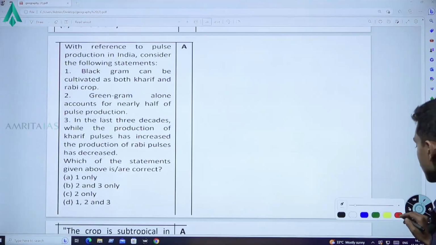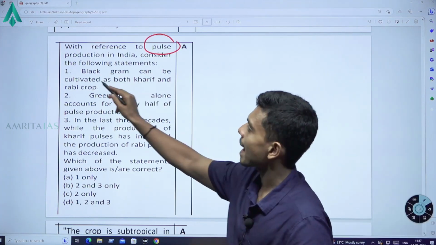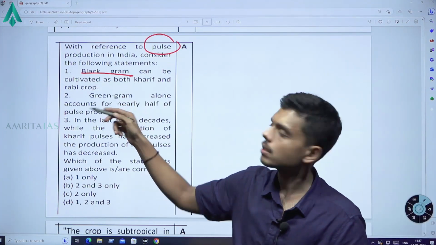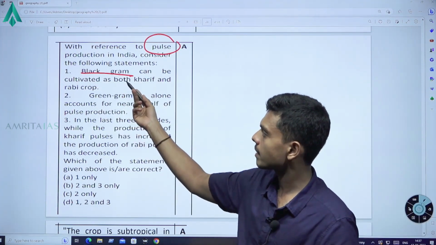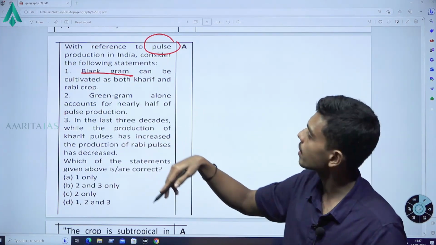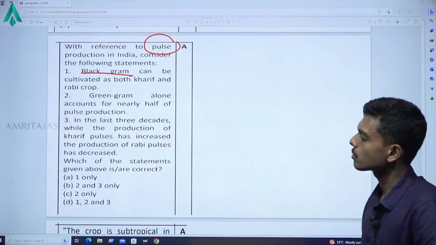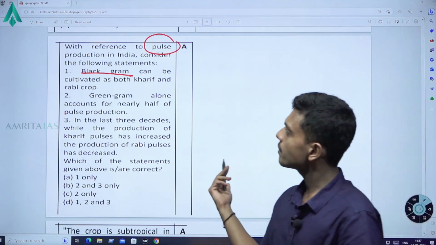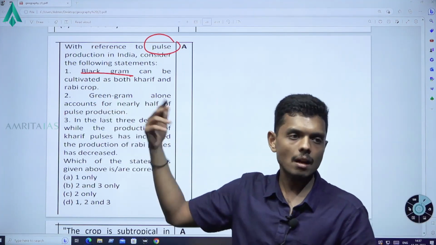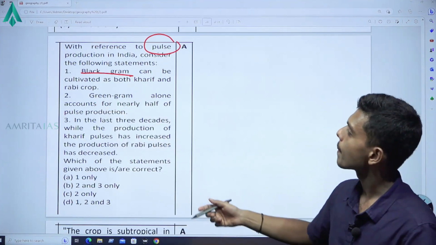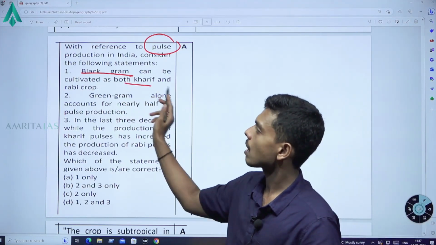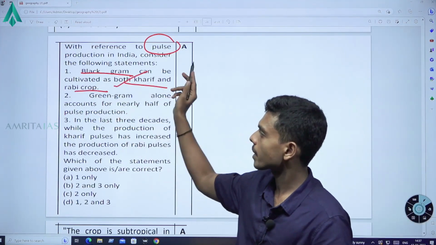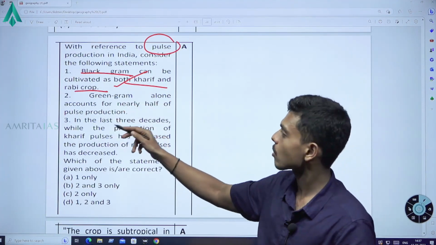Again, crops. They had asked about pulse production. Black gram. We saw red gram, right? Black gram was here. I think red gram we saw in 2021. 2020 we saw black gram. So that means grams. You know about them, right? Can be cultivated as both Kharif and Rabi crop. Now you should know what are Kharif and Rabi crops.